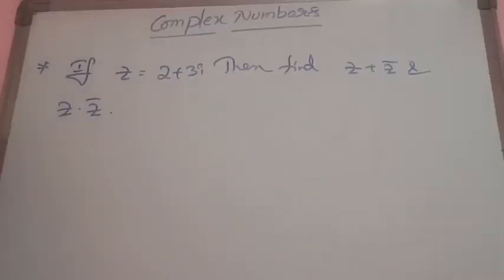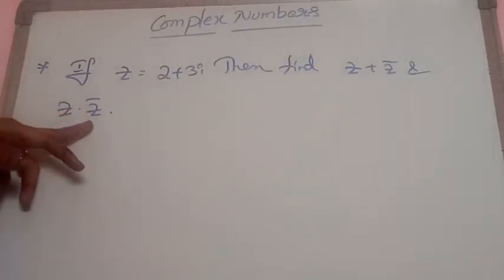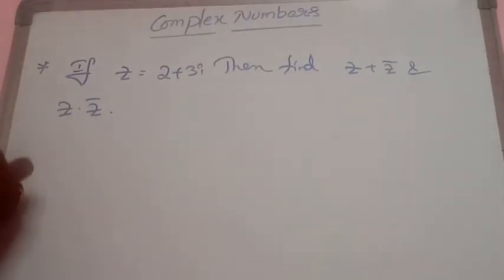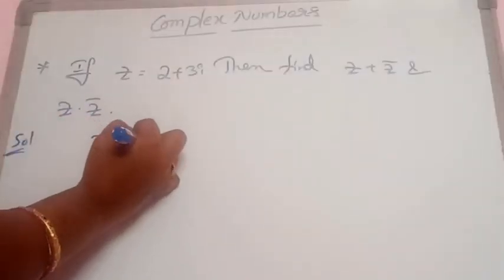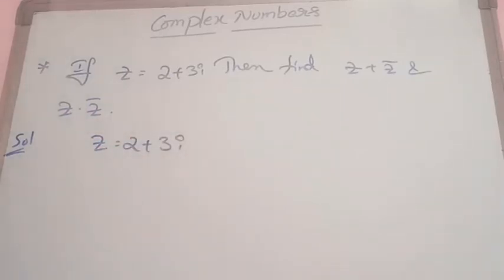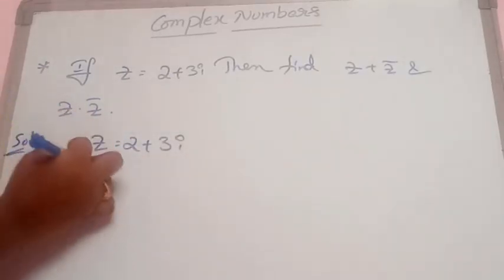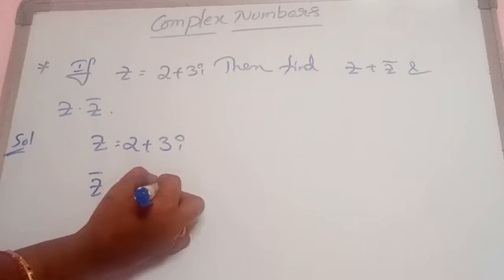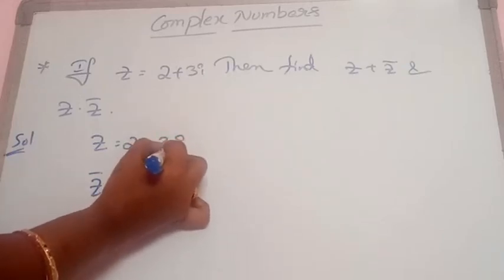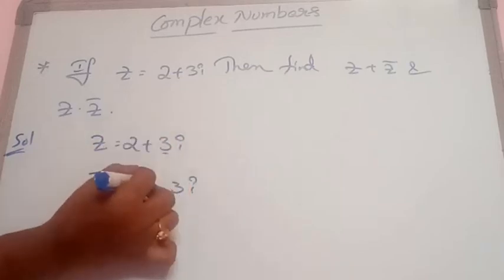See another problem. If z is equal to 2 plus 3i, then find z plus z bar and z into z bar. Here z bar is the conjugate of the complex number. So first of all we take the given complex number z is equal to 2 plus 3i. We have to write the conjugate of this complex number, that is z bar. Here conjugate means changing the sign of the imaginary part. So minus 3i. This is the imaginary part, and we change its sign for the conjugate value.